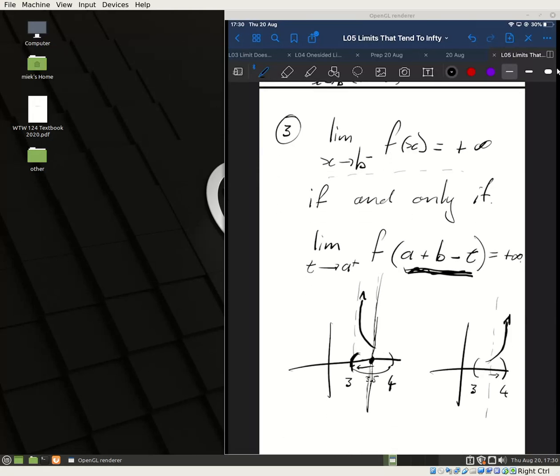And all that this number 3 says is, if you flip the graph around this symmetry axis using this transformation, then the left limit transforms into a right limit.